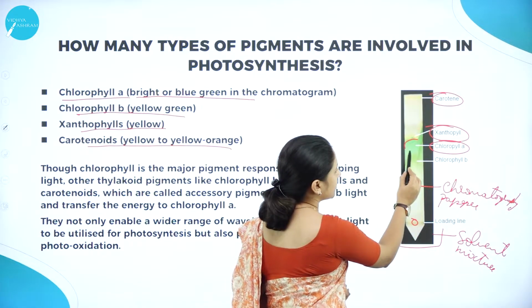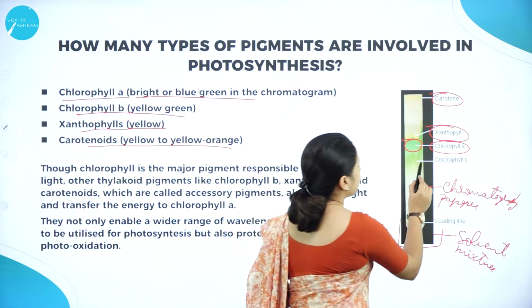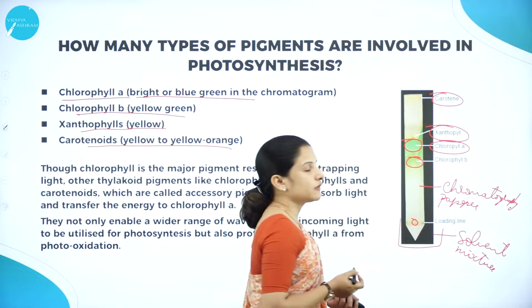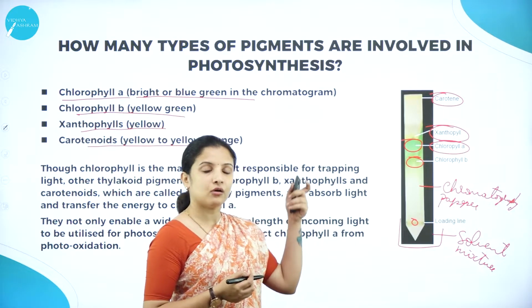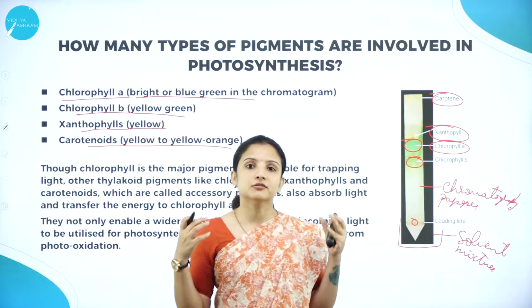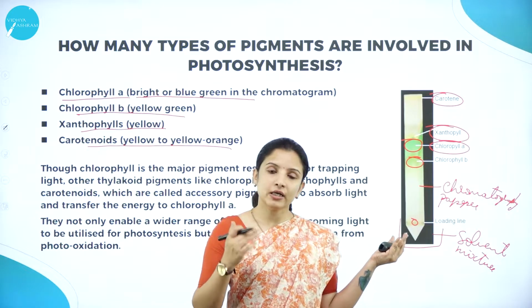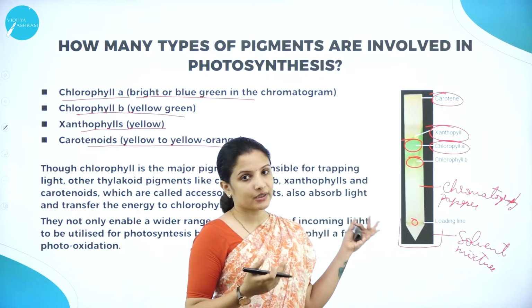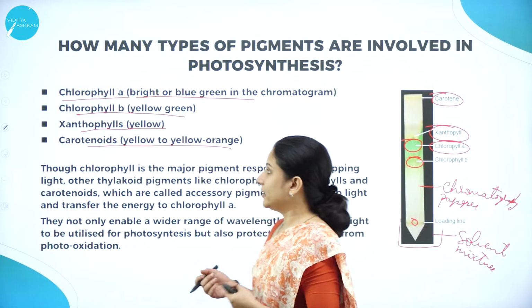This area, if you observe, is bluish green, which is chlorophyll A. Then the yellow green or light green color is chlorophyll B. All these different colors got separated, and when they conducted studies on that, they came to know that in chlorophyll there are different types of pigments present which take part in the photosynthesis in the plant.